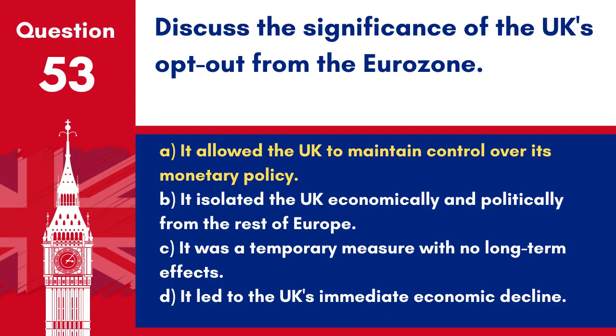Answer: A. It allowed the UK to maintain control over its monetary policy. The decision to opt out from adopting the euro as currency allowed the UK to retain the pound sterling and maintain independent control of its monetary policies, which has been a point of significant political and economic debate.